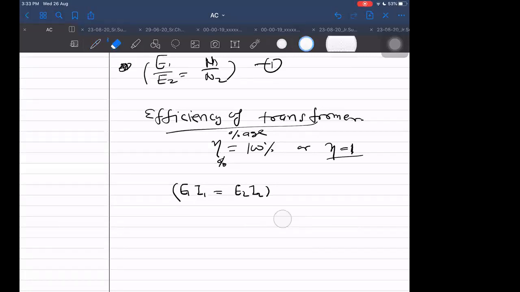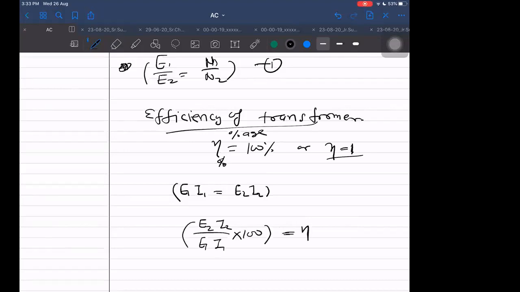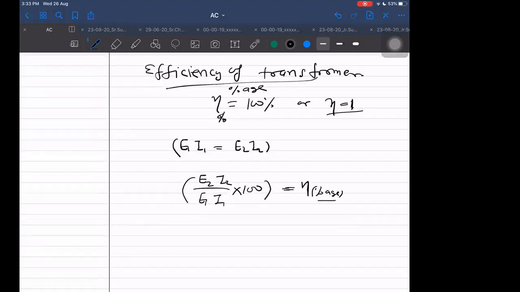Percentage efficiency will be written like this: output power, E2 I2, upon input power, E1 I1, into 100. That is percentage efficiency. So if efficiency is given in percentage, I will write it this way. If it is given as a fraction, then fractional efficiency, I will write like this: E2 I2 upon E1 I1 is equal to eta. Then E2 I2 will be equal to eta times E1 I1.